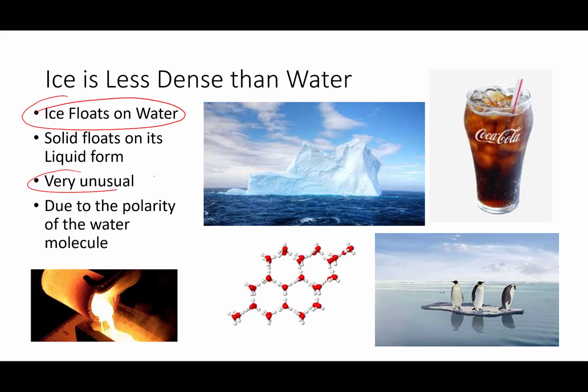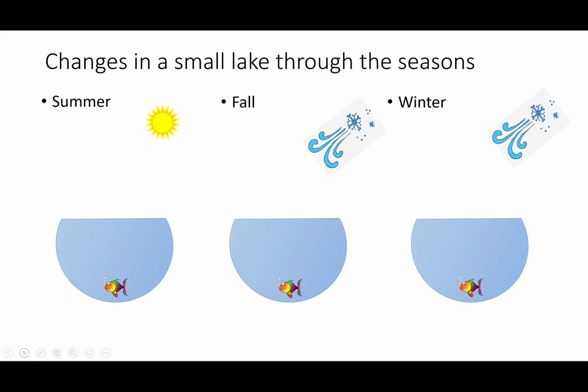This is very unusual. Most solids are going to be much more dense than their liquid counterpart, but this gives us situations where ice is going to float on the top of your cold drink. Penguins can float on top of a little ice floe. Icebergs are going to be on top of the water and hence dangerous to shipping lanes. This is a very unusual situation. The other thing that occurs is this allows fish to survive the winter. So let's talk about how fish actually survive the winter.